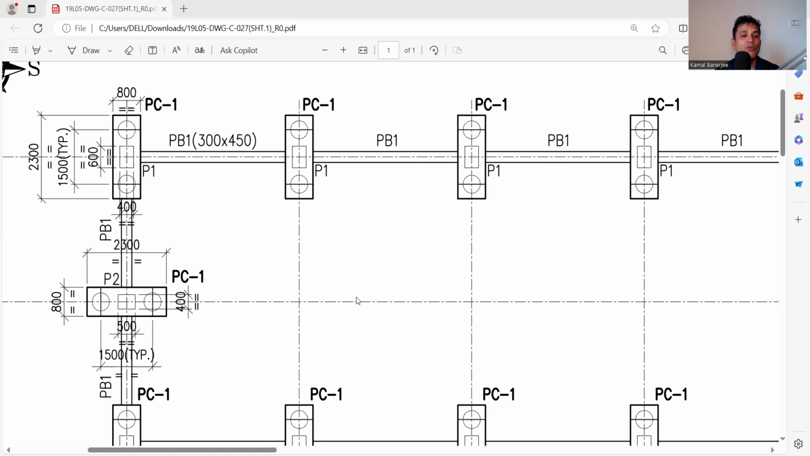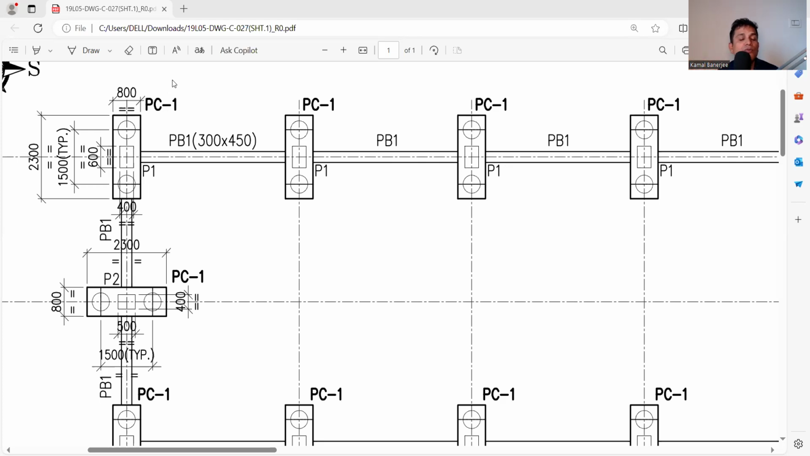Let's say for example, what is the dimension of the PC1? That is 2300, and in this direction 800. So from the plan, what we are getting is that the dimension of the pile cap is 2300 into 800. But what is the depth of the pile cap? That we will find out from the section.